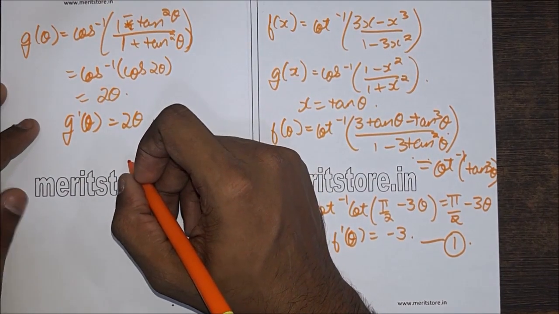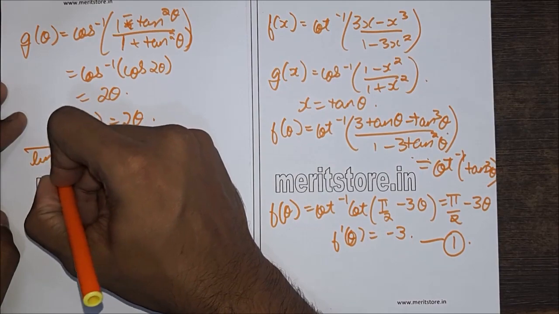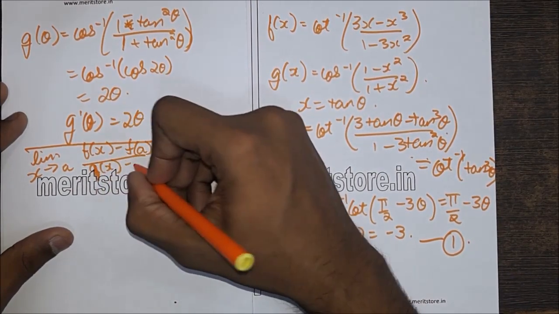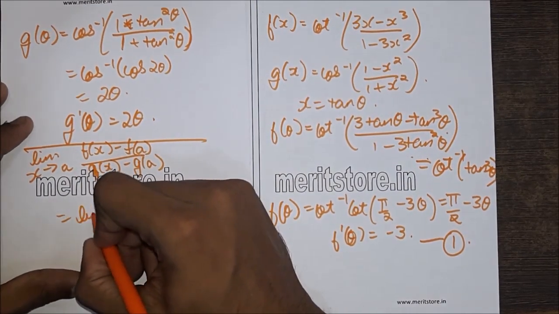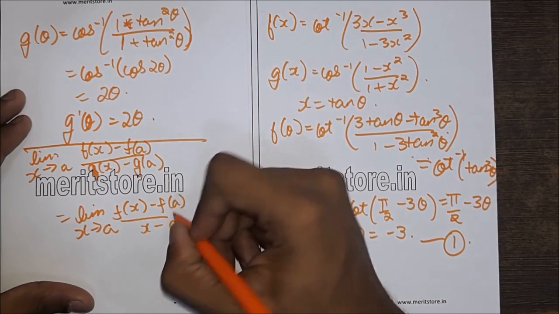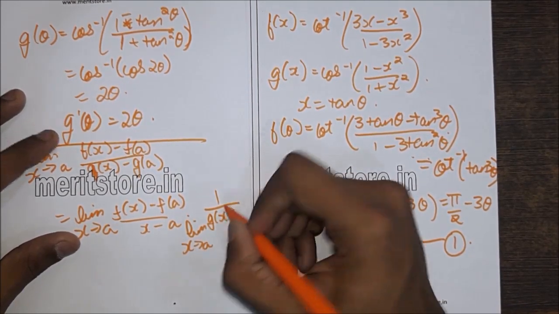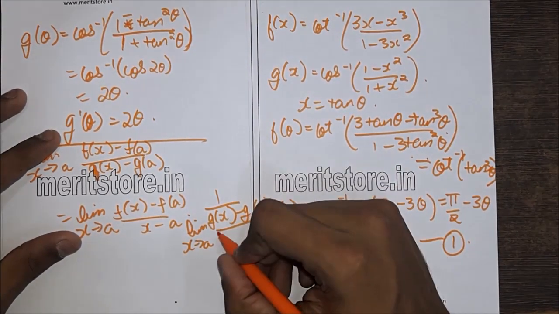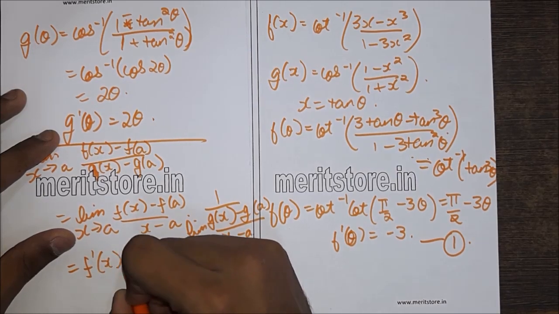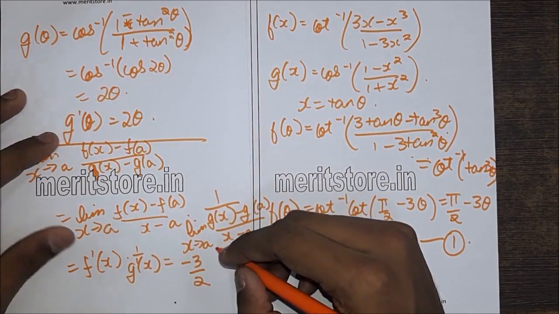Now we can apply the limit. Applying the limit of x tends to a, f of x minus f of a upon g of x minus g of a, we would get limit of x tends to a, f of x minus f of a upon x minus a into 1 by limit of x tends to a, g of x minus g of a upon x minus a, which is nothing but f dash of x into 1 by g dash of x, which is minus 3 by 2, which is option D.